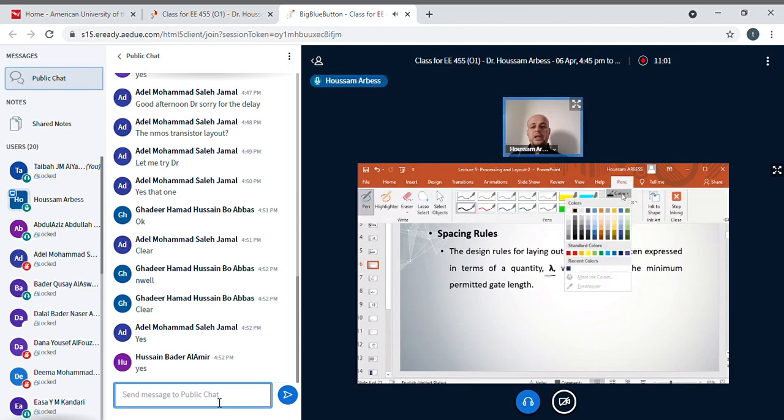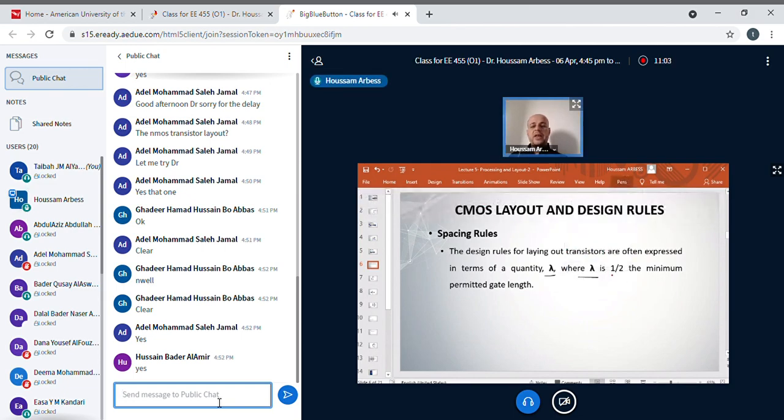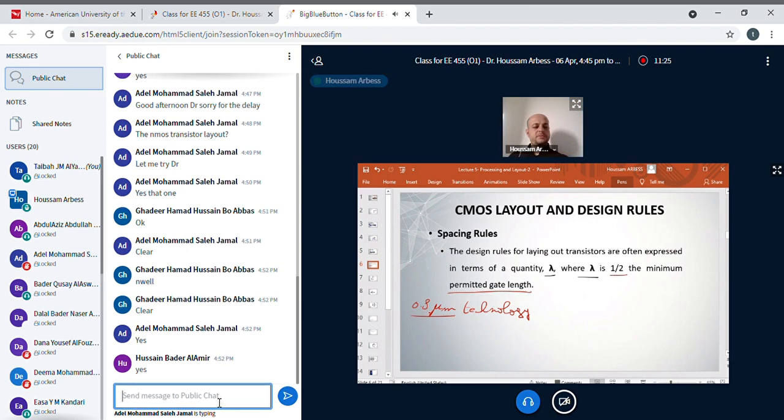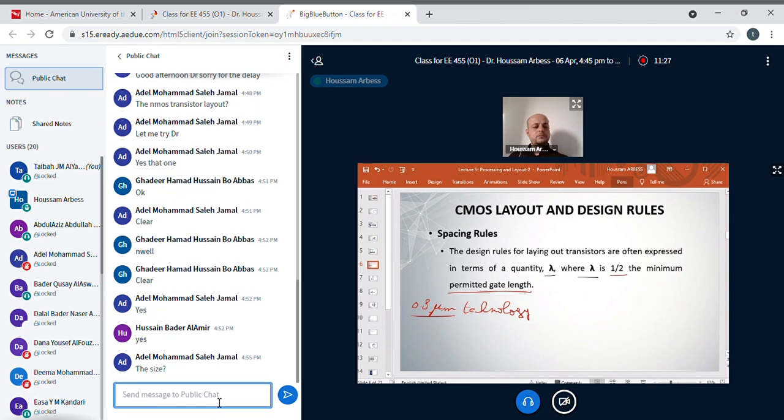What is lambda? Lambda in general is half of the minimum permitted gate length. What do I mean by that? If, for example, I'm working on 0.8 micrometer technology, what does that mean? When I say 0.8 micrometer technology, what do I mean by that? I need an answer. The size of what, Adil?